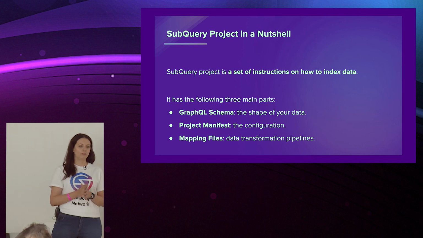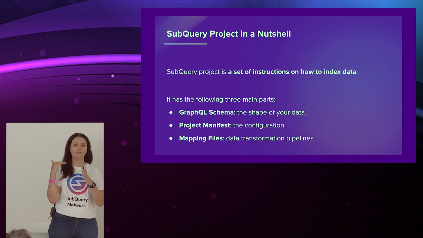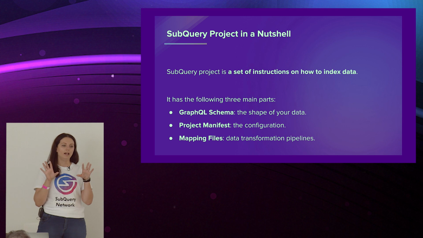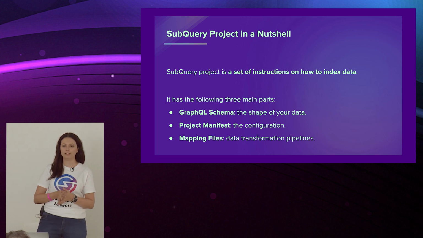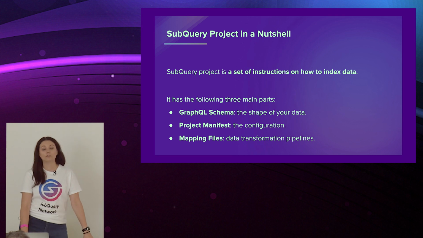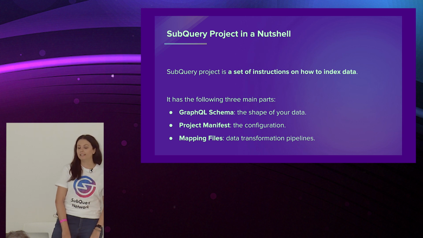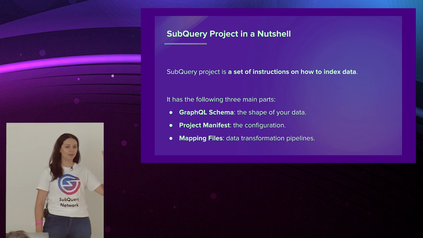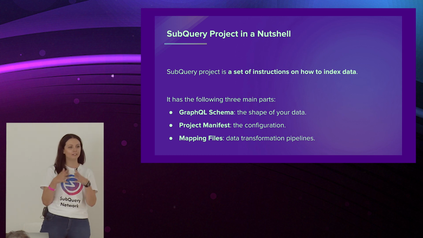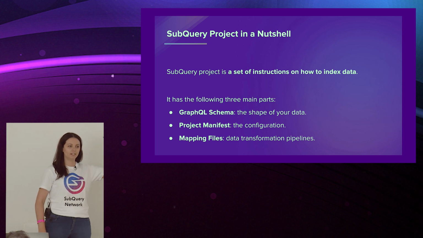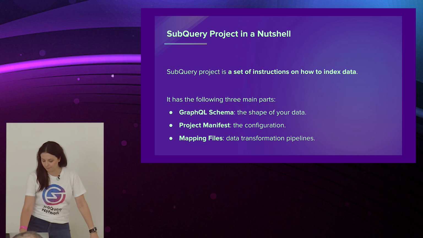And to look at the SubQuery project in a nutshell, we have 3 files that usually we want to focus on. The GraphQL schema file, that's the place where you define your entities in the database. I will show you this file in a sec. And the project manifest, this is the configuration of the SubQuery project. This is the place where you define what and where you want to index. And then the last one, mapping files, this is the place where the magic happens, right? You get data from the blockchain, you transform it, and you save it in the database. So we will go step by step. We will see every file, but this is the most important part of the SubQuery scaffold project.